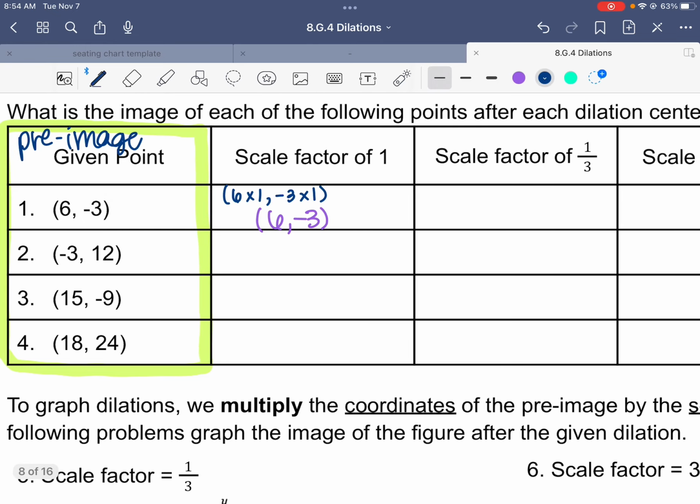Now we have a scale factor of 1/3, which is going to be a reduction. So we're going to take our coordinates, multiply them times the scale factor. So 6 times 1/3 and -3 times 1/3. So 6 times 1/3 is 2. -3 times 1/3 is -1.